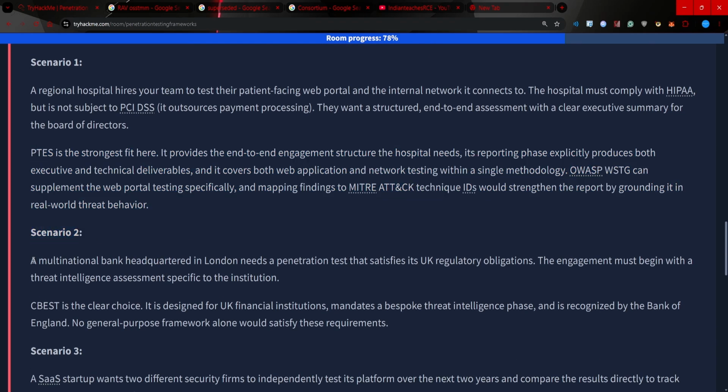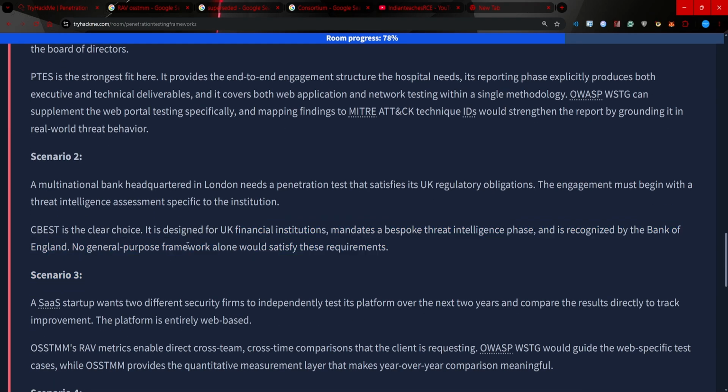Scenario 2. A multinational bank headquartered in London needs a penetration test that satisfies its UK regulatory obligations. The engagement must begin with a threat intelligence assessment specific to the institution. CBEST is a clear choice. It is designed for UK financial institutions, it mandates a bespoke threat intelligence phase, and it's recognized by the Bank of England. No general-purpose framework alone would satisfy the requirements.